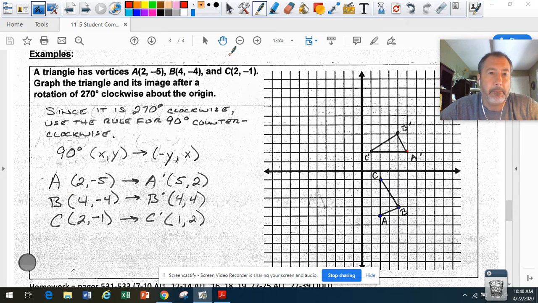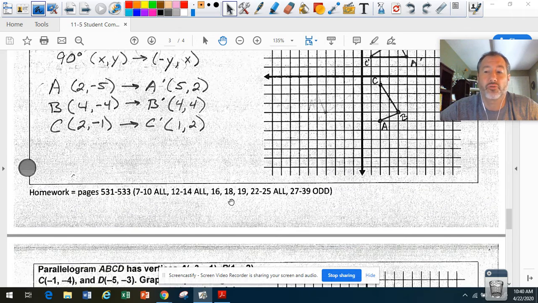Now, let's go with B. B here is at 4, -4. So first thing we do, we flip them. So -4, 4, and then do the opposite of Y. Opposite of -4 is 4. So our B prime is at 4, 4. So here's the B prime right there, 4, 4. Let's do C. C is 2, comma, -1. First thing we do is flip them. -1, comma, 2. And then do the opposite of the Y. So -1 becomes 1. So C prime becomes 1, comma, 2. So here's 1, comma, 2 right here. Connect your vertices right here. And then you have your new image, your new prime. Very, very good. As you can see here, the rules are extremely important.